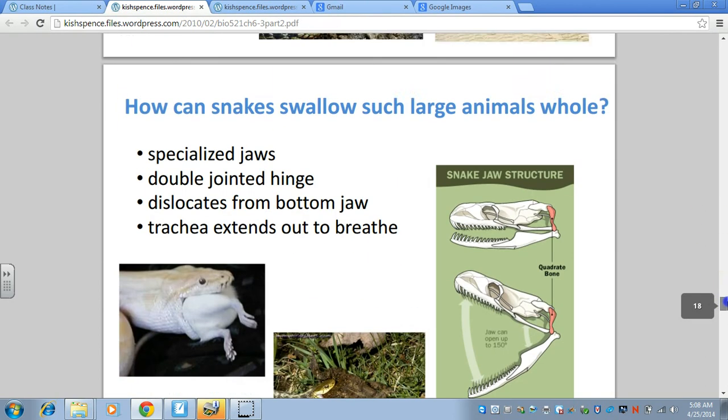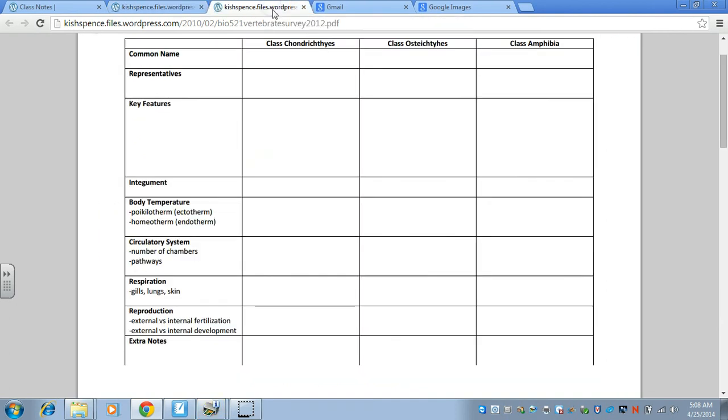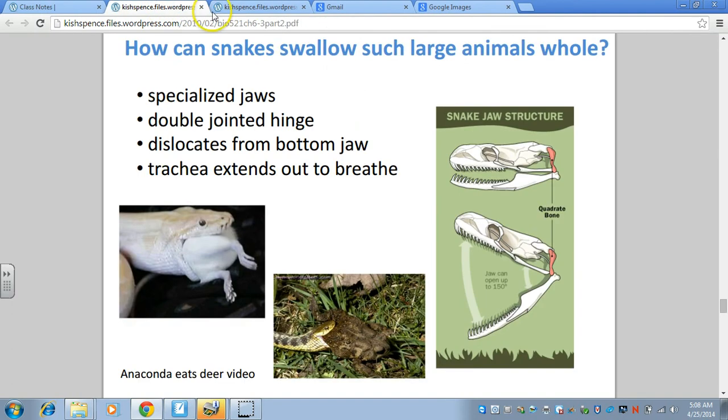Some other features. Anything I'm missing? In order for them to lay eggs that have babies inside, fertilization has to be internal. So they're the first group to have internal fertilization, except for a few exceptions along the way. But of the classes of vertebrates, they're the first to have internal fertilization.